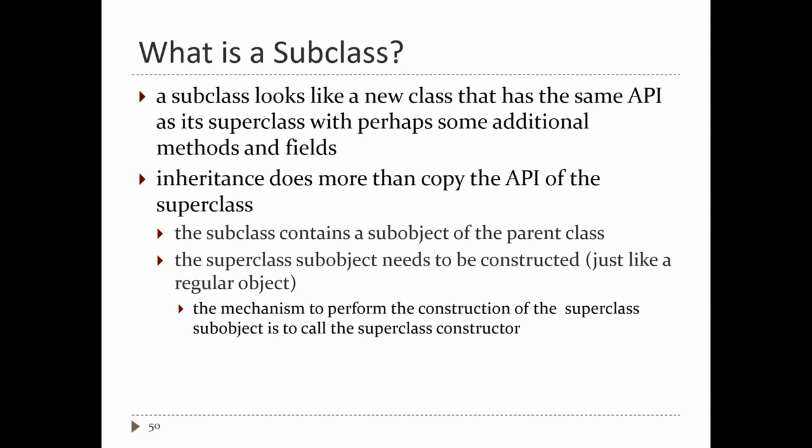So you might think that in inheritance, it just copies all of the public stuff from the superclass. But it doesn't exactly work that way in Java. In Java, your subclass object actually contains a parent class sub-object. So inside the subclass object, there's actually an instance of the superclass. Now, what does that mean in Java? Remember in Java, if a class has a field or a sub-object of some other type, it has to construct or initialize that object. So the superclass sub-object needs to be constructed, just like any other field. It has to be initialized. So what initializes the superclass sub-object? Well, the superclass constructor.